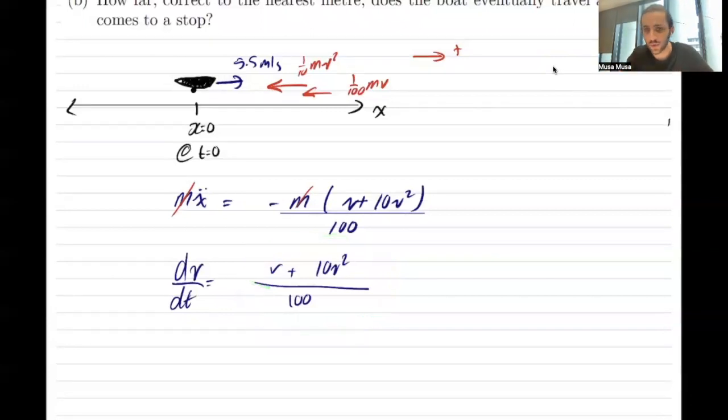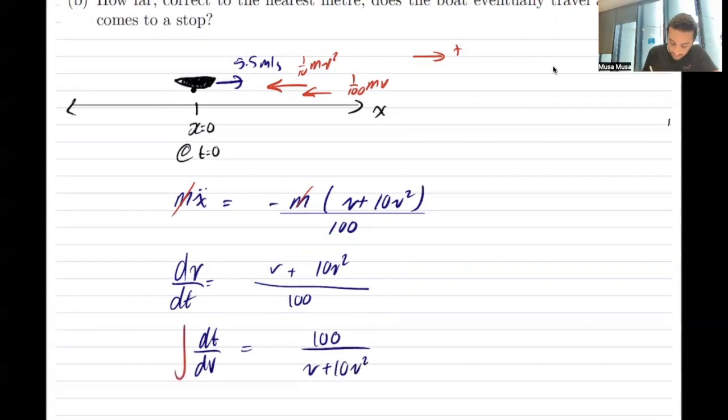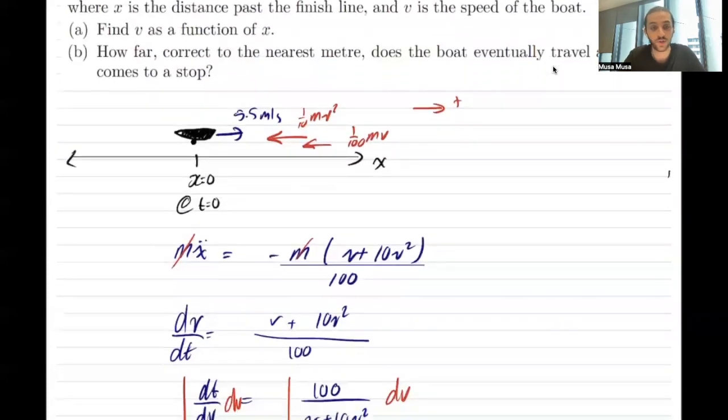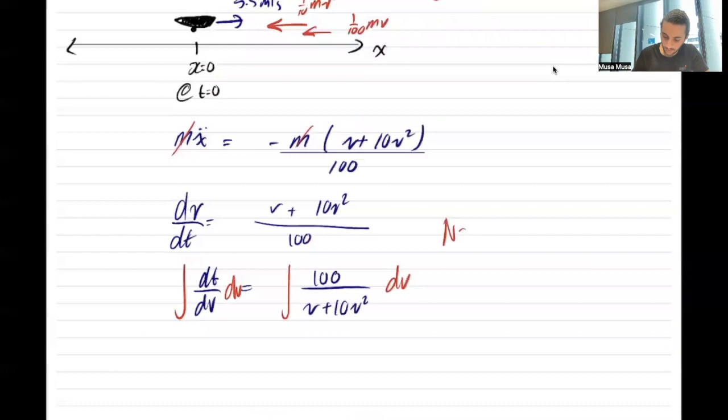You may then suggest, well, what if you took the reciprocal of both sides? What if you had it as dt on dv equals 100 on v plus 10v squared? You can now integrate this with respect to dv. Yeah, sure, in fact, you can, and you can even bother doing this if you'd like. My only concern is that the equation I'm going to get is an equation with t's and v's, whereas part A says you want an equation of v as a function of x. So yes, this is possible, but it's not necessary for this part. We'll say no to this.